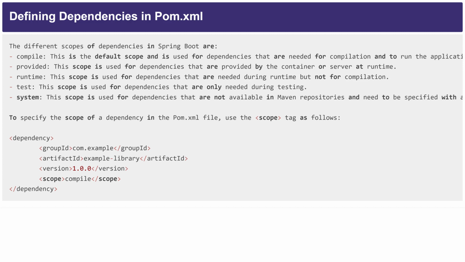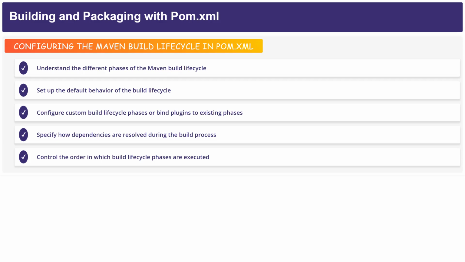This scope is used for dependencies that are not available in Maven repositories and need to be specified with a direct path. To specify the scope of a dependency in the pom.xml file, use the scope tag as follows: dependency, group ID com.example, artifact ID example-library, version 1.0.0, scope compile, end scope, end dependency. Replace the values with the actual group ID, artifact ID, version, and scope of the dependency.